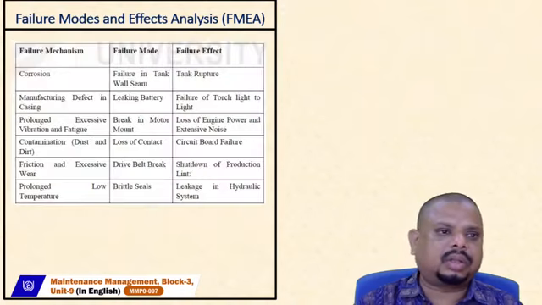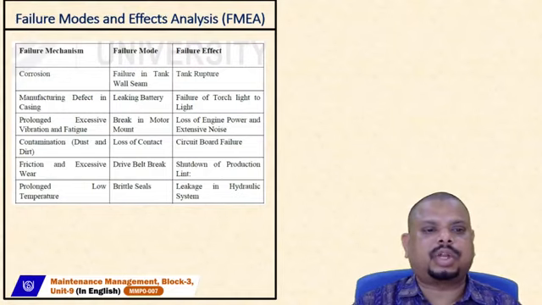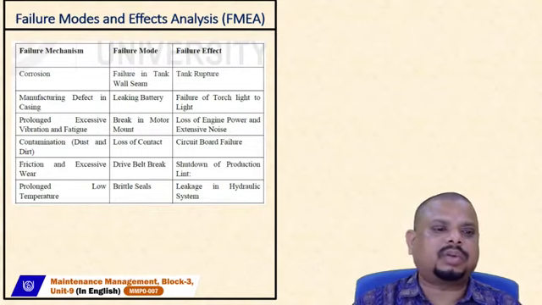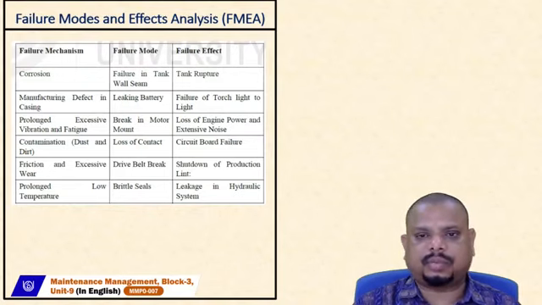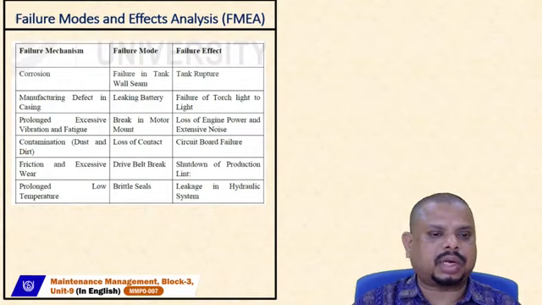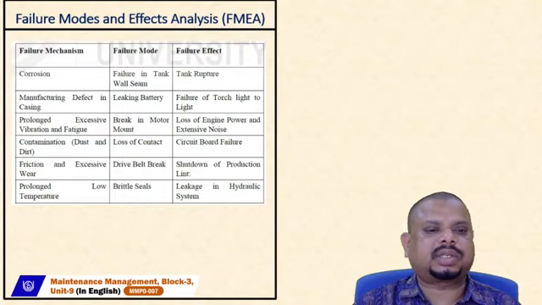Moving to the next one, how this failure mode and effect analysis should be done, depending upon the different failure mechanisms. For example, in case of corrosion, the failure mode is failure in tank wall, and the failure effect is that the tank ruptures. The second mechanism is manufacturing defect in castings. Casting is a process for making various art and craft items and different components. In that case, the failure mode is leaking batteries and the failure effect is failure of the torch light to light.